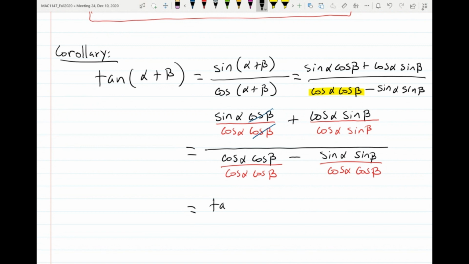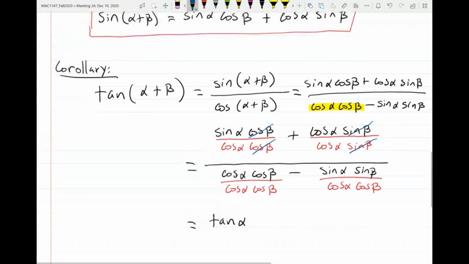It's equal to tangent. So we have tangent of alpha. Now in the second term, what happens? Notice that the sines of beta are now the ones that cancel out. And then what do we have? And the cosines also cancel each other.